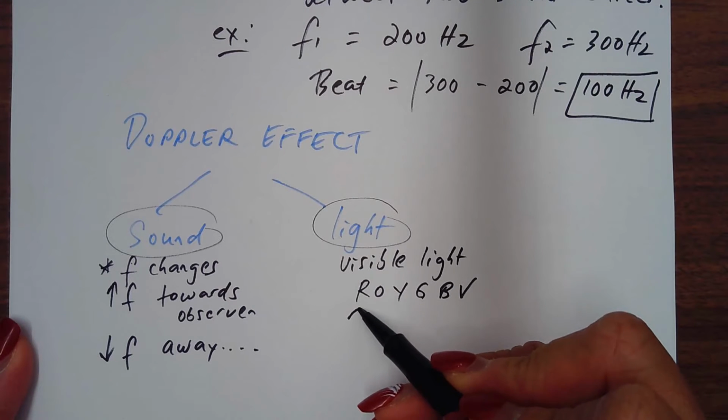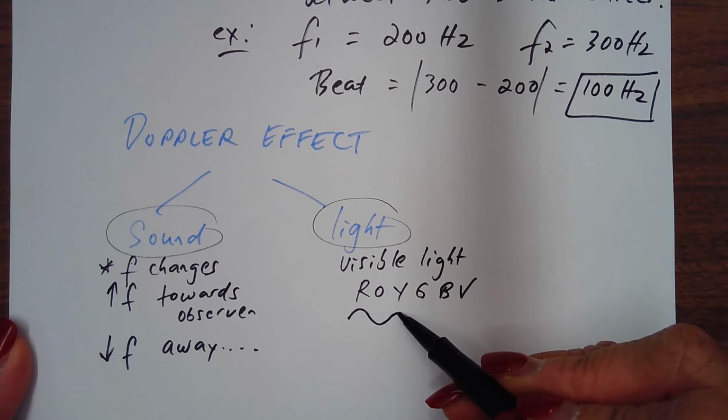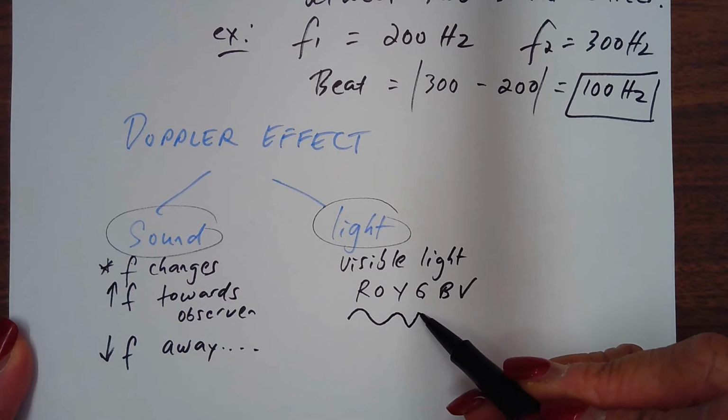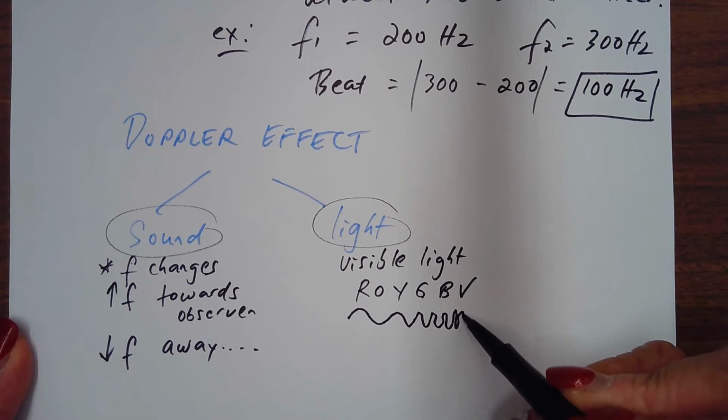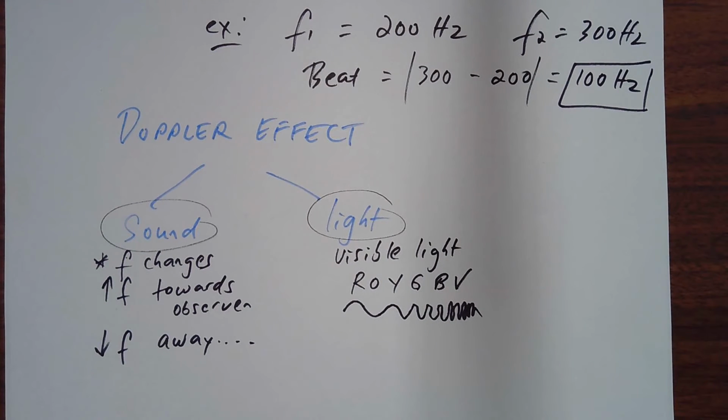So Roy G. Biv, red being the longest wavelength, right? I'm not going to change the amplitude here. So it's getting more frequency right there. So violet is the one with the highest frequency, highest energy color. So let's say you have a star, and that star is yellow, like our sun, right? Our star is the sun, and it's a yellow sun.